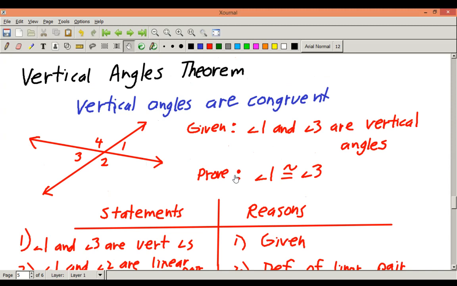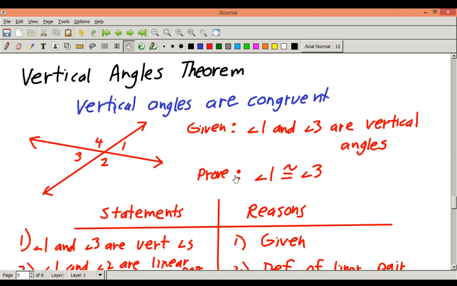Okay, so the vertical angles theorem is used all year long, and it's easy to use. It's 4 words long. Some of our theorems are really long this year. This is 4 words. Vertical angles are congruent. So just as a refresher, vertical angles are 2 angles that are across from each other when 2 lines intersect. So if you look at this drawing I got here, you got 2 pairs of vertical angles. Angles 1 and 3 are vertical angles, and angles 2 and 4 are vertical angles.